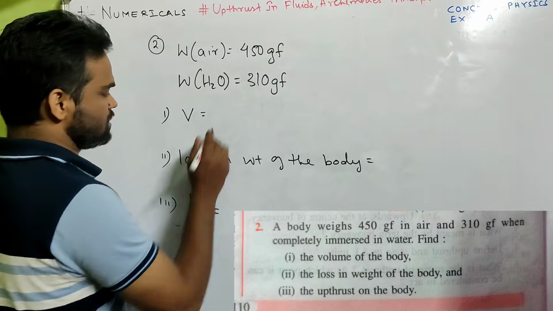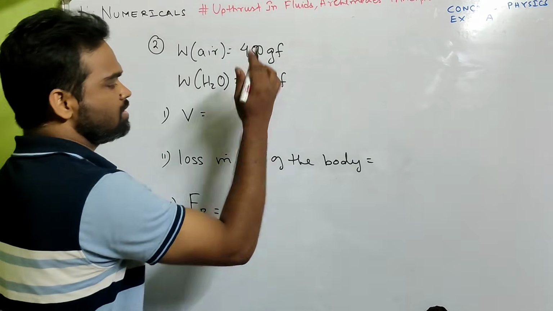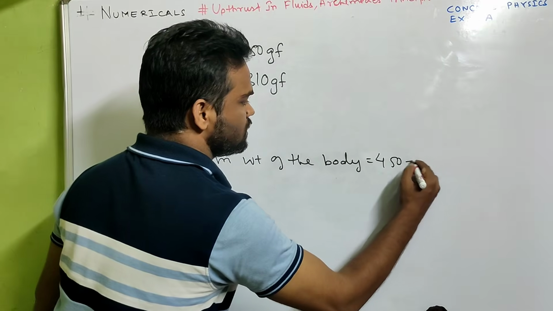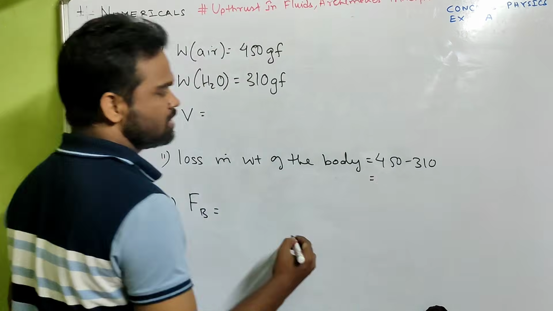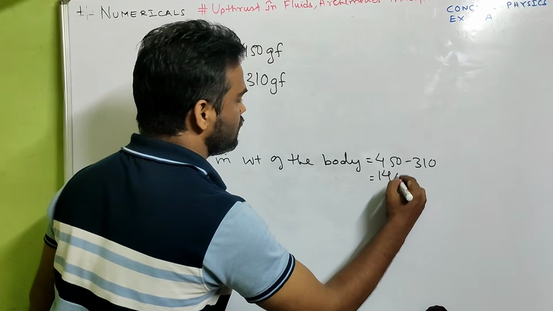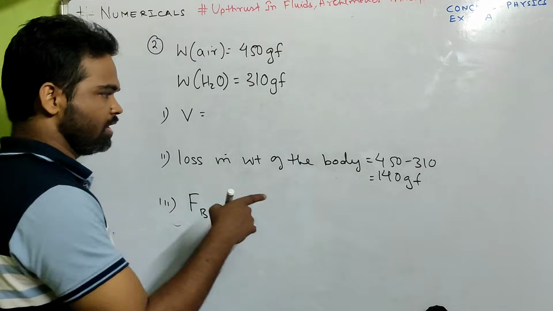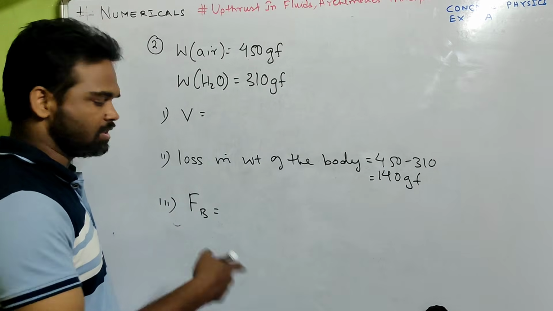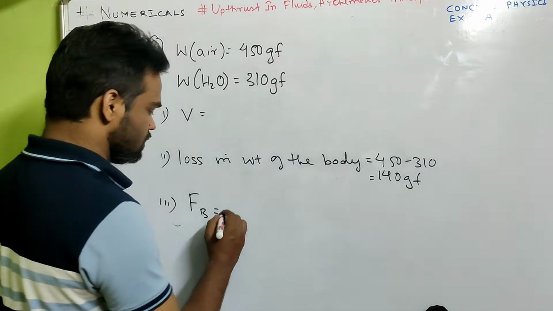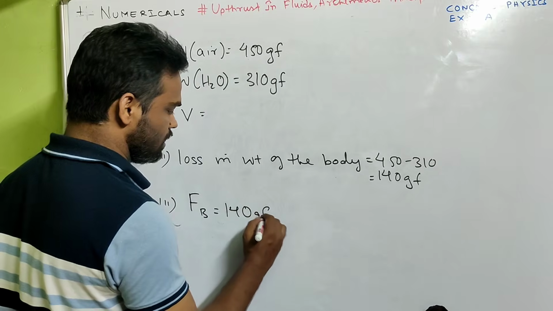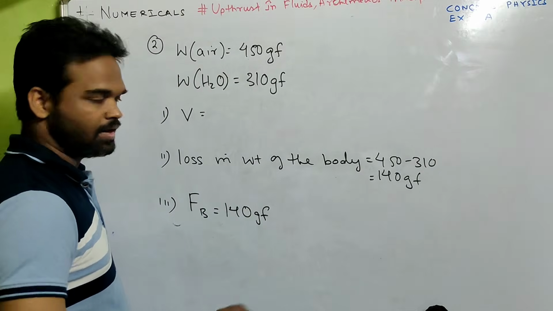First thing, very easy. Loss in weight of the body is what? This minus this. That's quite logical, isn't it? That's 140 gram force. Done. Loss in weight is 140 gram force and loss in weight is nothing but upthrust, isn't it? That's 140 gram force. Done.